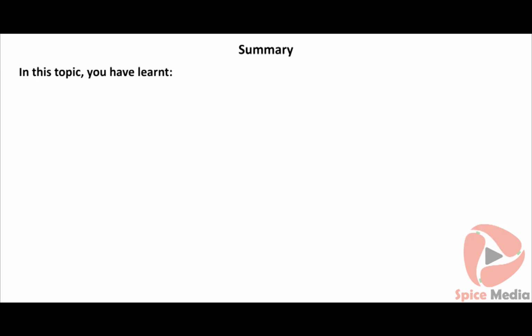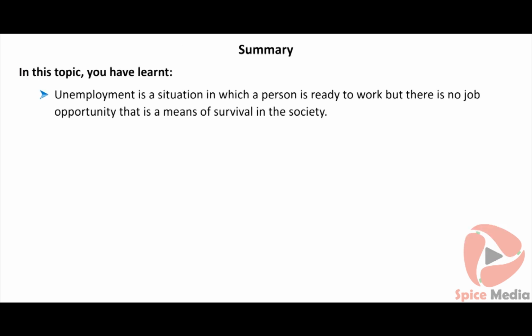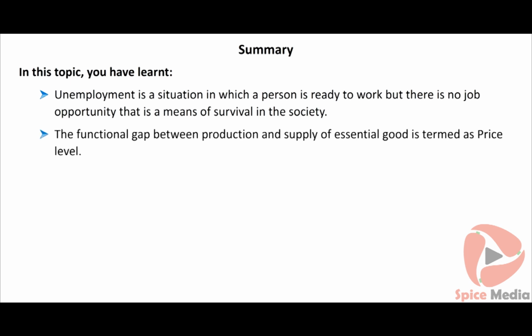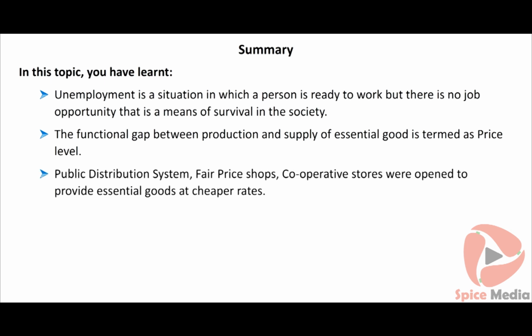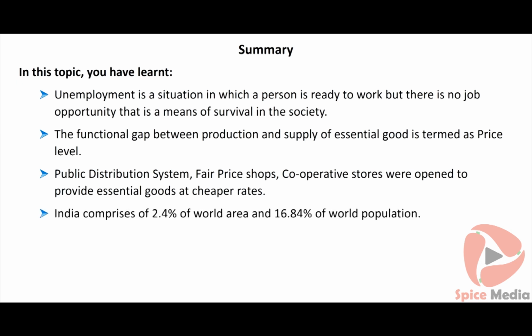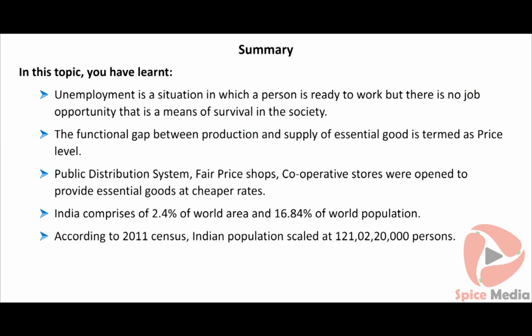In this topic, you have learned unemployment is a situation in which a person is ready to work but there is no job opportunity that is a means of survival in the society. The functional gap between production and supply of essential goods is termed as price level. Public distribution system, fair price shops, and cooperative stores were opened to provide essential goods at cheaper rates. India comprises 2.4% of the world area and 16.84% of world population. According to the 2011 census, the Indian population scaled at 121 crores 2,20,000 persons.